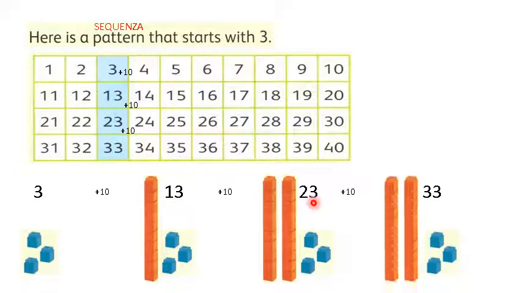So now we start with 23. Here we have 23, 2 rods, 3 blocks, plus 10, which is 1 red rod, gives us 10, 20, 33. So 3 plus 10 makes 13, plus 10 makes 23, plus 10 makes 33.